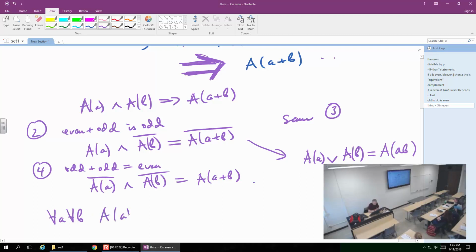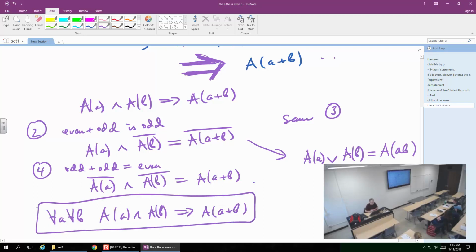A, B implies A plus B. Okay, so that would be a complete statement rather than one where the preamble is omitted. So I took this one and copied it, but I added the preamble.